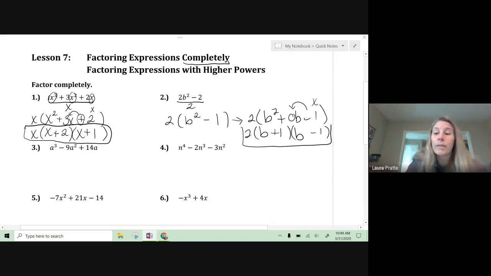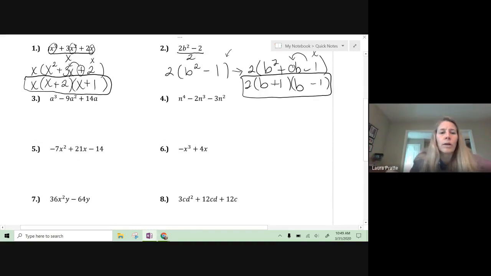But for our purposes now, if you just got to this first step, that's okay, because we haven't really gotten into the special factors just yet. We will be getting there, though. All right, so let's take a look at number 3.